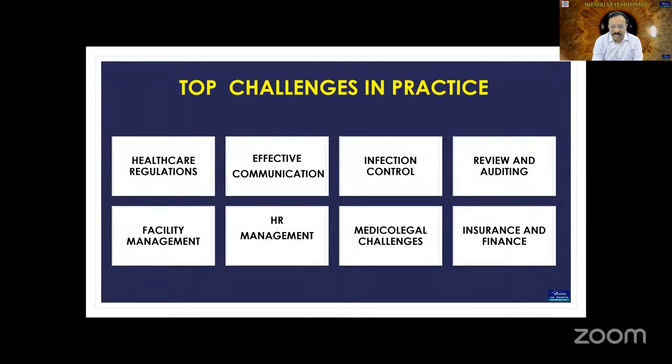Then how to manage the facility. We all know how to tackle an eye surgery or emergency, but managing the facility comes with top challenges. The next important challenge is managing our own people, the most difficult aspect in running a practice. And now a lot of medico-legal challenges, you already covered those. And of course, as Dr. Mathur said, insurance is another new challenge in ophthalmic practice.